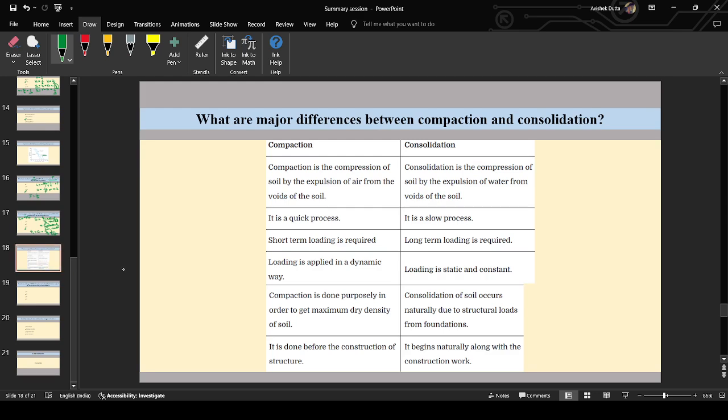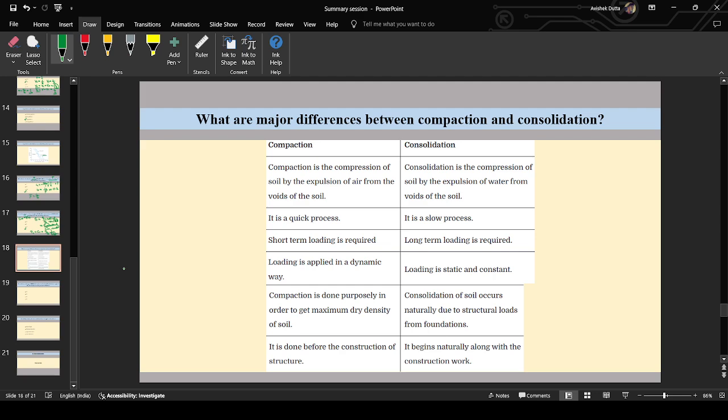What are the major differences between compaction and consolidation? Compaction is the compression of soil by the expulsion of air from the soil. Compaction deals with the expulsion of air, and consolidation is the compression of soil by the expulsion of water from the voids. Compaction is a very fast process, consolidation is a slow process. Short-term loading is required in compaction, whereas in consolidation, long-term loading is required.